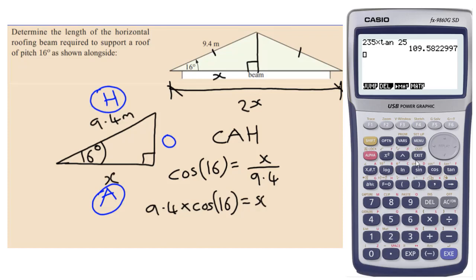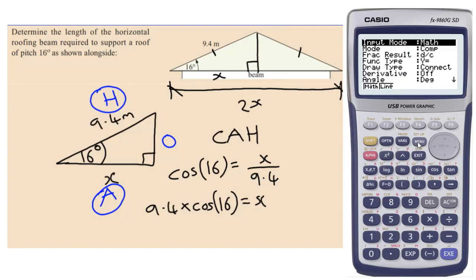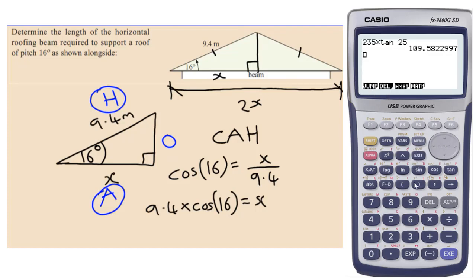So you go to your calculator. Again, unless you're certain you're in degree mode, you should always check. So menu setup. I am in degree mode, so it's okay. If I wasn't, I would just press F1 for deg. And I need to do 9.4 times cos 16. Like that. And that gives me an answer of 9.0358599.